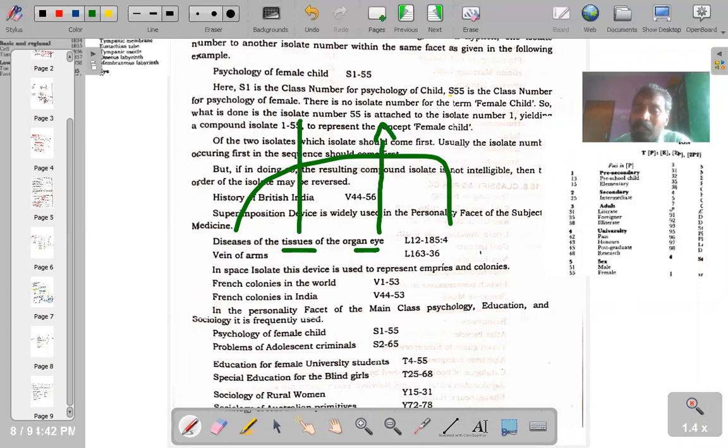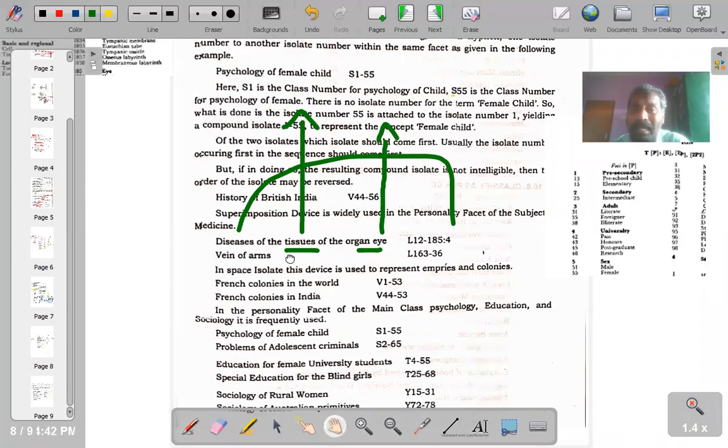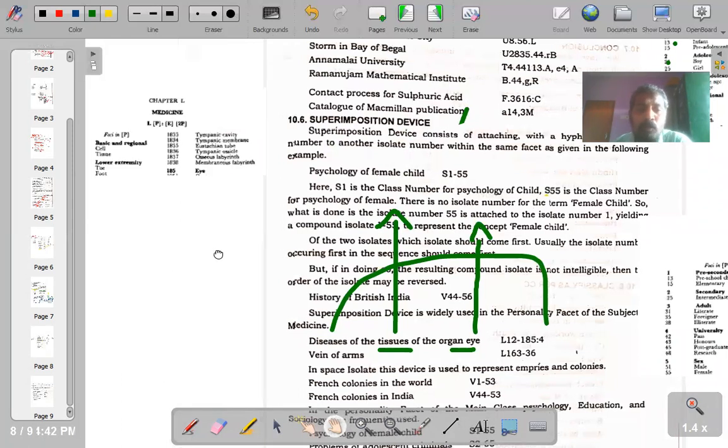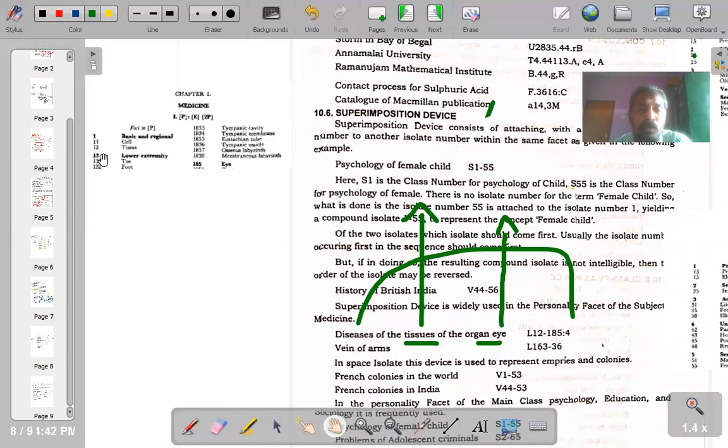Then I want to know what is the number for tissues. If you go to the main class L, medicine, you can get the answer for both. Okay, let me show you the answer. You can see here, medicine. What is the number for tissue? Number for tissue is 12.